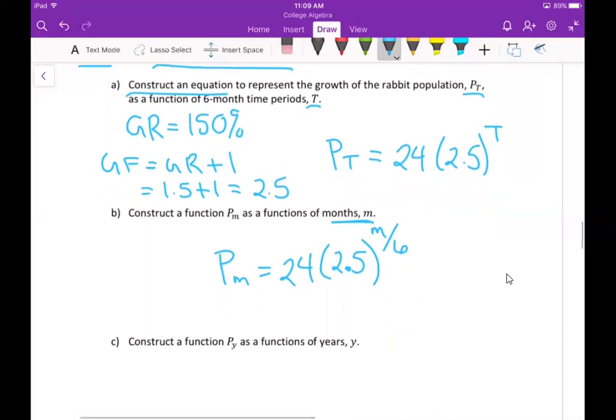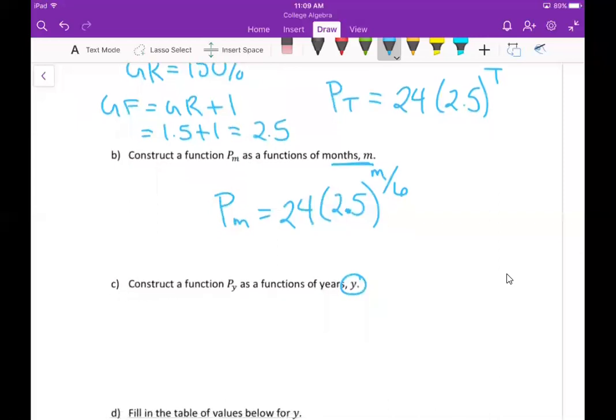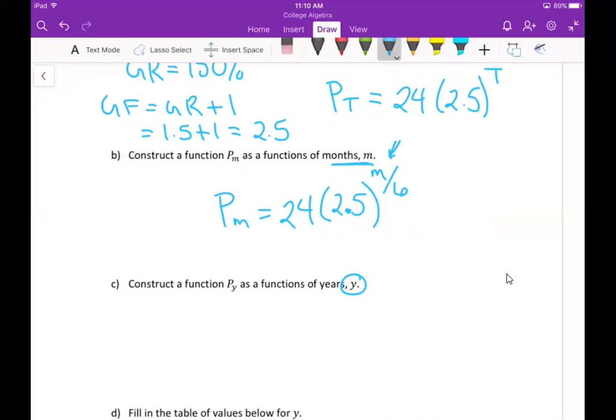Okay, now the one thing here though is we're going to look pretty far into the future. So what we would like to do is say, okay, is there any way I can get this to be in terms of years instead of in terms of months? So just think what you would do if you were to plug in a year. So if I was trying to plug in a year, what would I plug in for M? I would plug in 12. If I was trying to plug in 2 years, I would plug in 12 times 2 or 24.